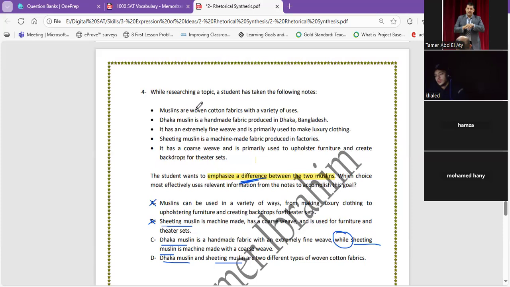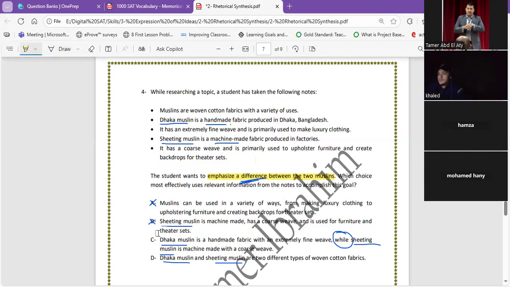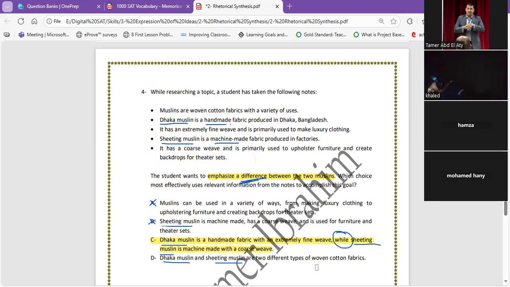So here he said muslins are woven cotton fabric with a variety of uses. Dhaka muslin is a handmade fabric produced in Dhaka, Bangladesh. It has an extremely fine weave and is primarily used to make luxury clothing. Sheeting muslin is a machine made fabric produced in factories. It has a coarse weave and is primarily used to upholster furniture and create backdrops for the set. So now the answer is C. Clear, Muhammad Hani? Clear, mister.